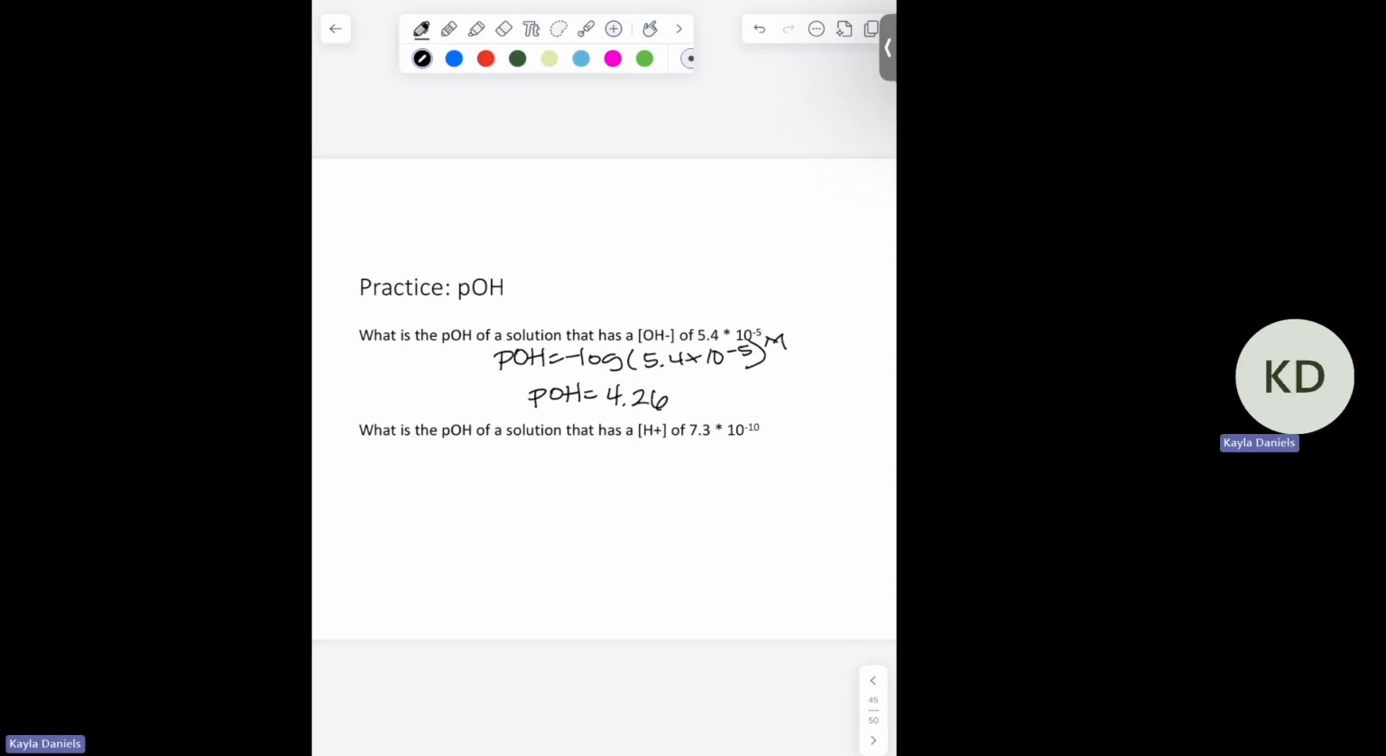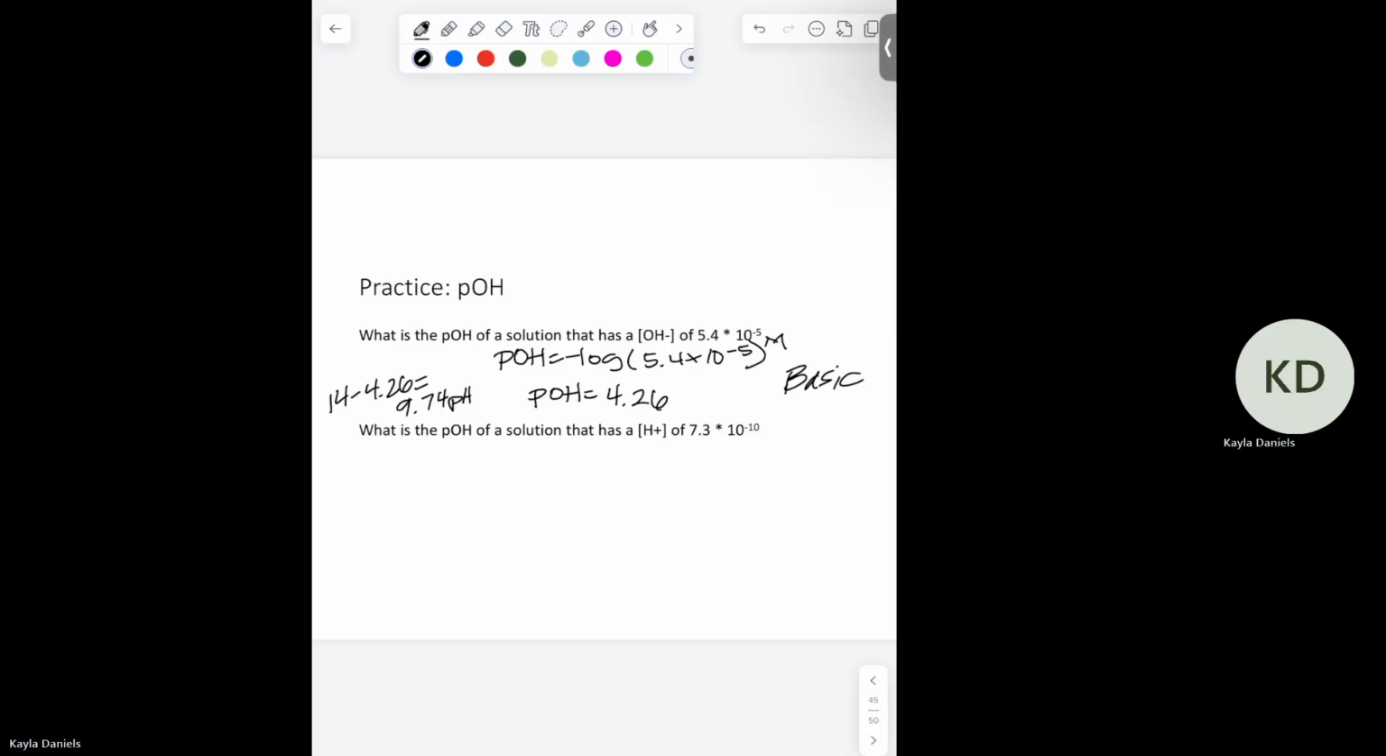All right. Now, if I wanted to determine if this solution was acidic or basic, I could put it on the pH scale. So I could just take this value, 14 minus 4.26. I don't have my calculator in front of me. Let's see here, 14, 9 something, 9.74. Yeah. All right, that would be the pH. And then I can put that on the pH scale. So 0 to 6.99 is acidic, 7.01 and above is basic. So the solution would be basic.